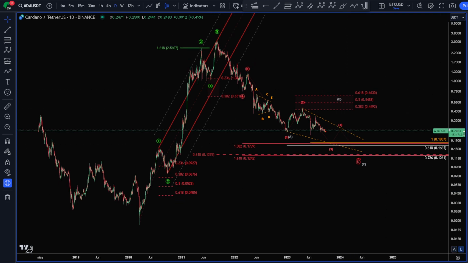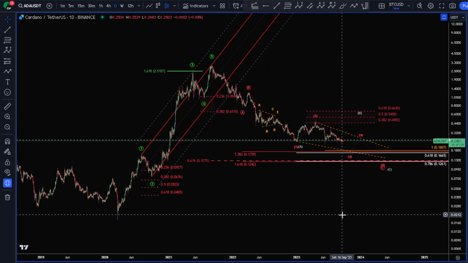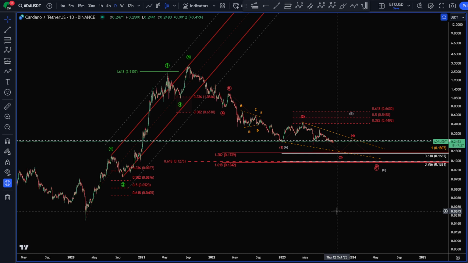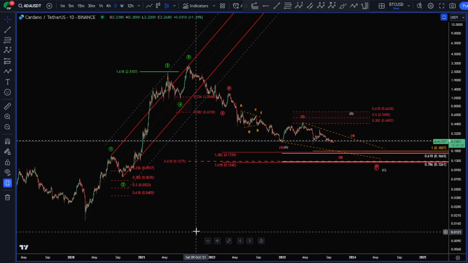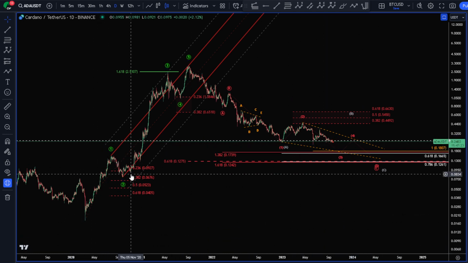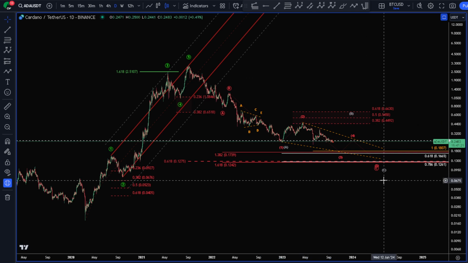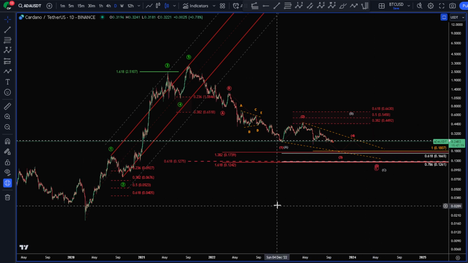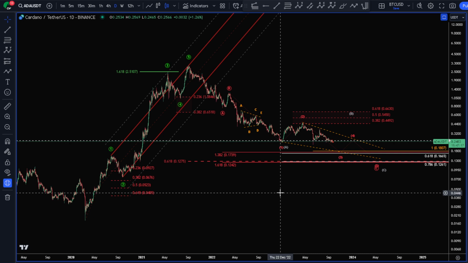But yeah, that's one of the charts I'm most excited for. I wish it would get more views. I don't get that many views on Cardano, but it's just so pretty when you dissect it using an Elliott Wave. You can see it's just screaming to come down here to 12.61 cents.